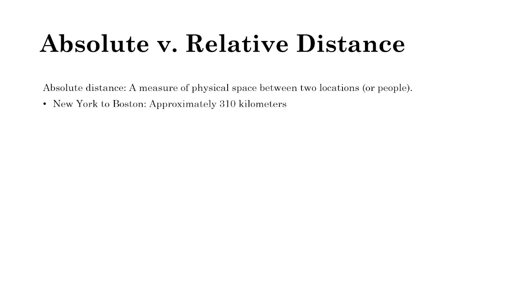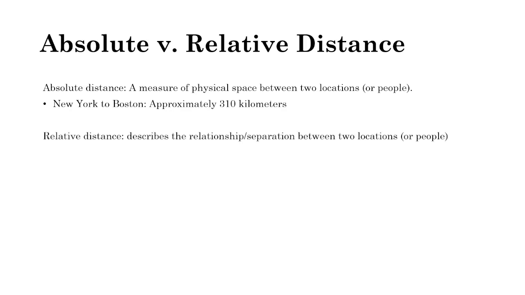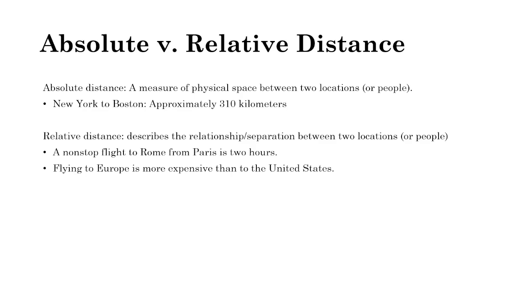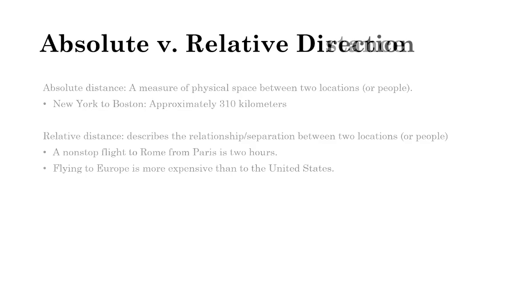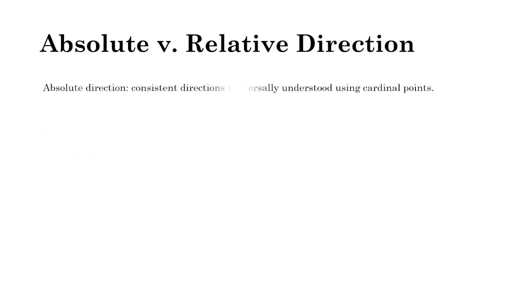Let's go over absolute and relative distance. Absolute distance is a measure of physical space between locations, or people. It's just an actual distance, like 310 kilometers or 12 miles. Relative distance is a relationship. It's a description between two locations or people. So you could say that the flight is 2 hours, or flying to Europe is more expensive than flying to the United States.